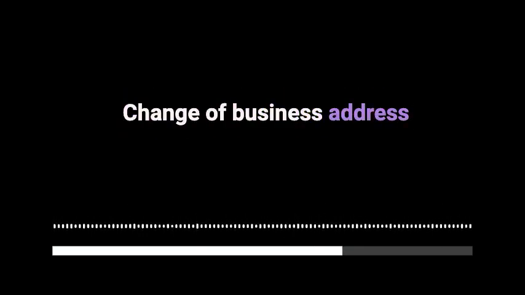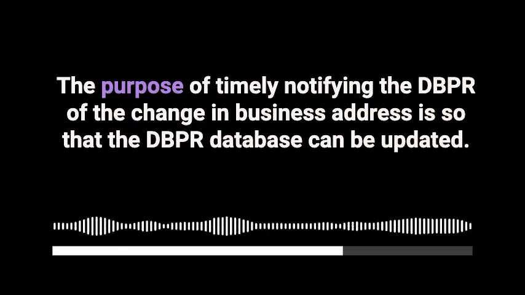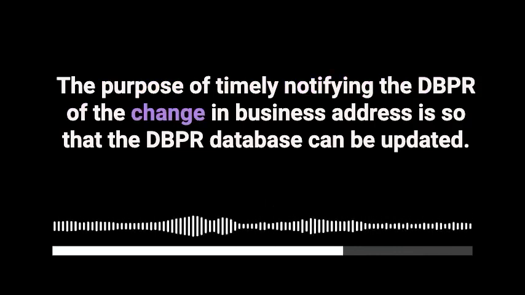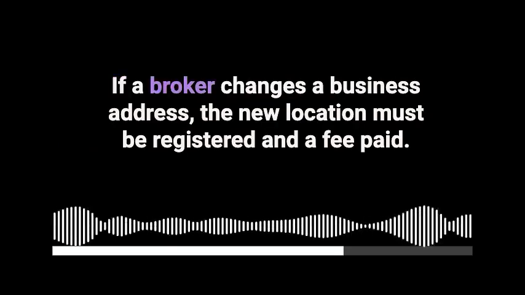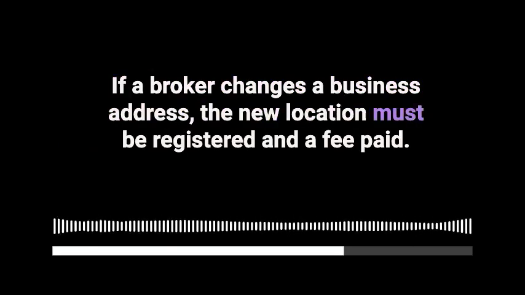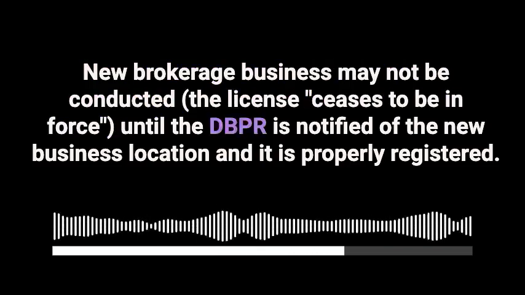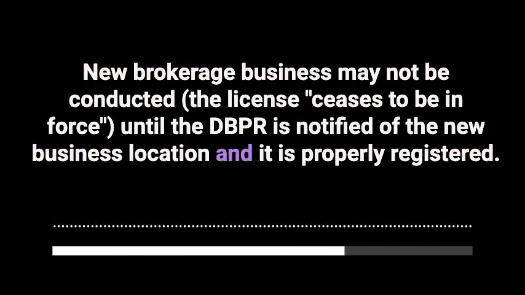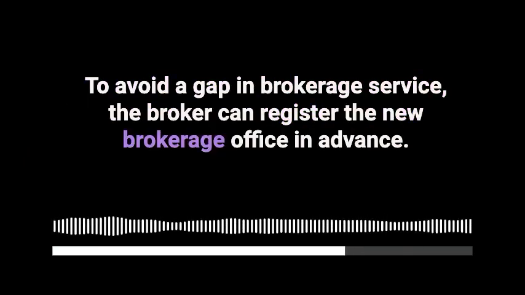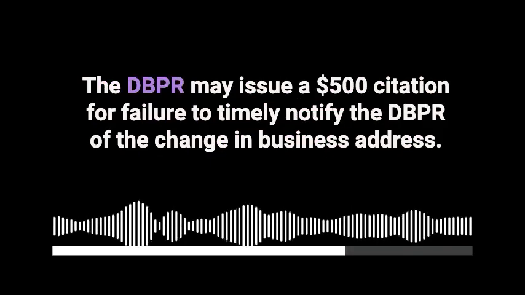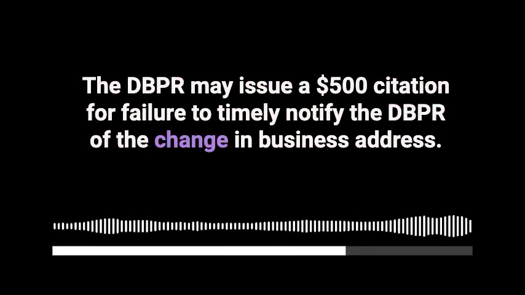Change of business address. The DBPR must be notified within 10 days when a broker changes a business address. The purpose of timely notifying the DBPR of the change in business address is so that the DBPR database can be updated. Example: if a broker changes a business address, the new location must be registered and a fee paid. New brokerage business may not be conducted until the DBPR is notified of the new business location and it is properly registered. To avoid a gap in brokerage service, the broker can register the new brokerage office in advance. The DBPR may issue a $500 citation for failure to timely notify the DBPR of the change in business address.